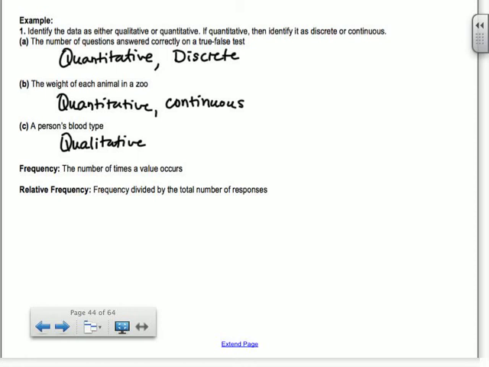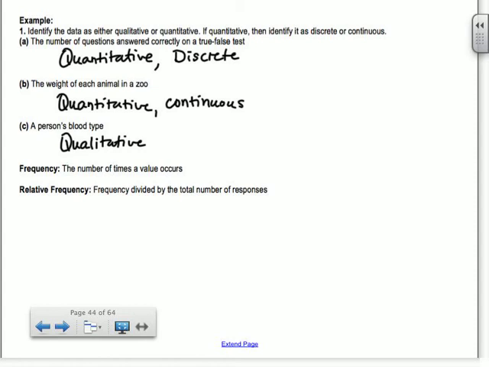Okay, the relative frequency is the frequency divided by the total number of responses. So let's see, there's 5, 6, 7... so there's 16 of you. So the relative frequency would be 5 people had the choice 8 out of 16. So 5 out of 16 is the relative frequency. Make sense?